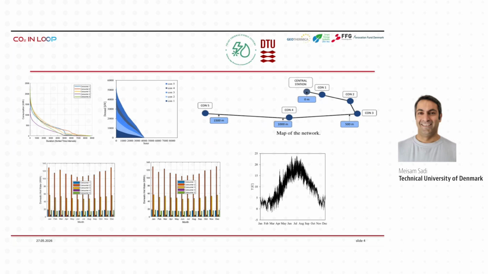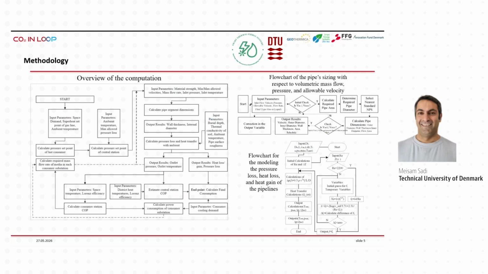For the case study, we can see the 5 consumers here on the map. They are located in a neighborhood at different distances from each other. And we can see here the demand and also the profile of the temperature through the year, and the demand for both space heating and domestic hot water.